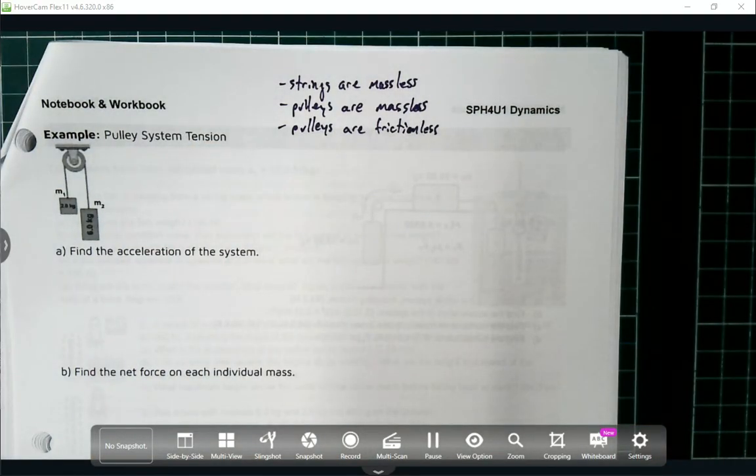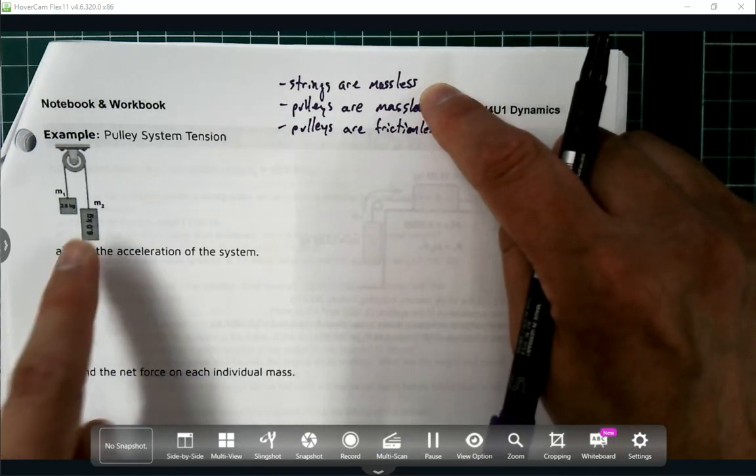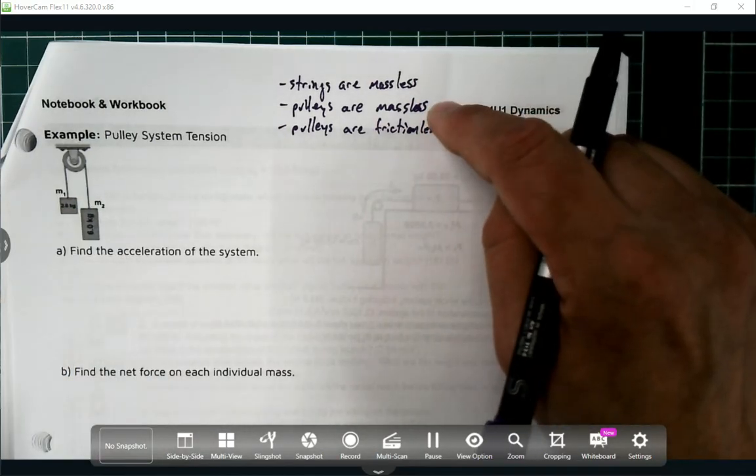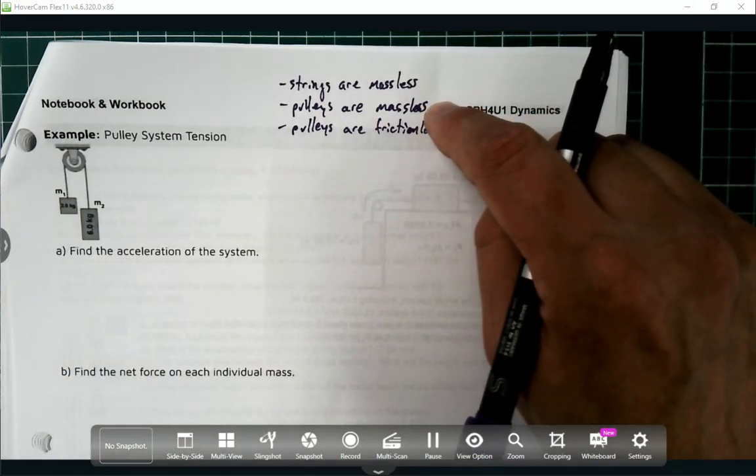The reason these are all important is because if the string had mass, then if there's more string on one side than the other, it'll pull down on that one side more than the other, okay? Obviously the strings are also unstretchable. We talked about rigid systems before.